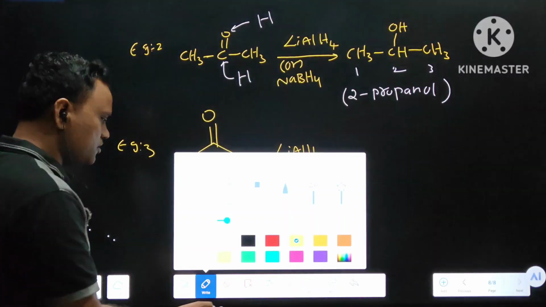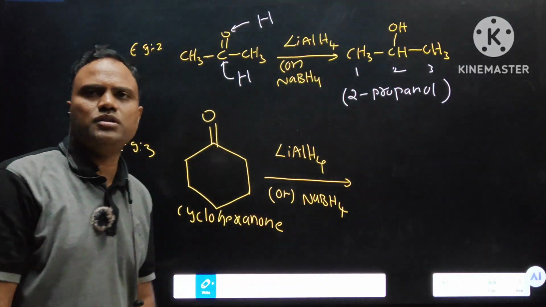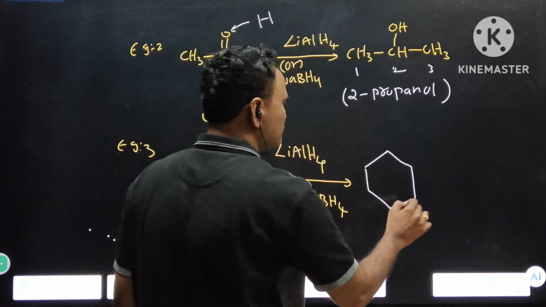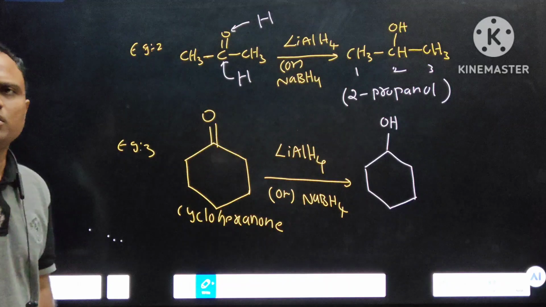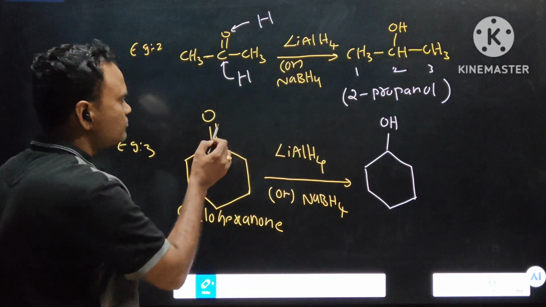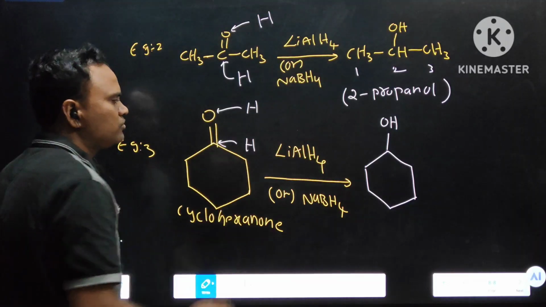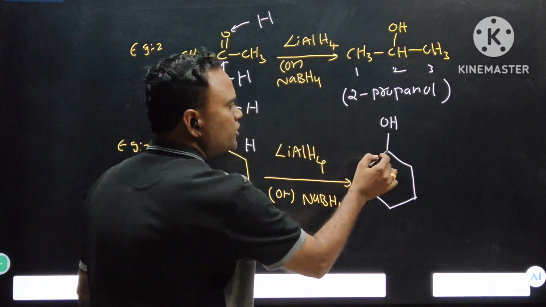Can you guess the product name? Anybody? Yes, cyclohexanol. How will you get cyclohexanol? Look at this, all of you. One H to oxygen, another H to carbon. See, like this.